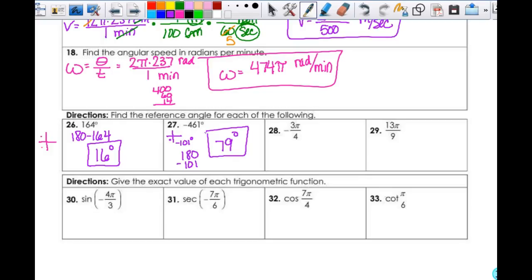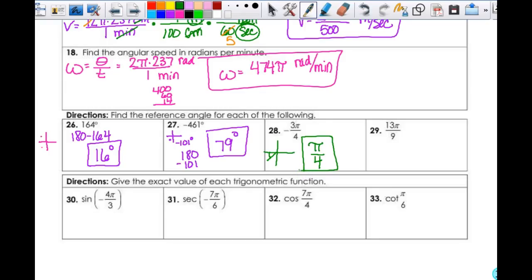All right, negative 3 pi fourths. The radians make it a whole heck of a lot easier. So here, remember, this is 0. This is negative pi halves, which would be negative 2 pi fourths. This would be negative 3 pi fourths. This is negative 4 pi fourths. So I only have pi fourths left to go. Reference angles are always positive, always acute.